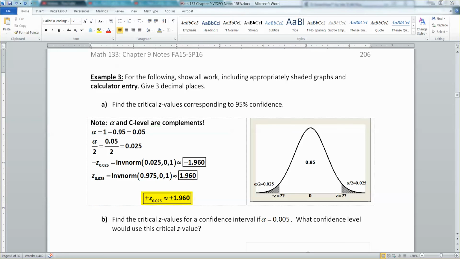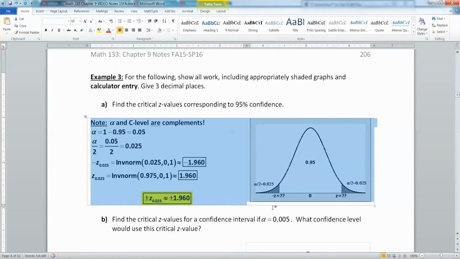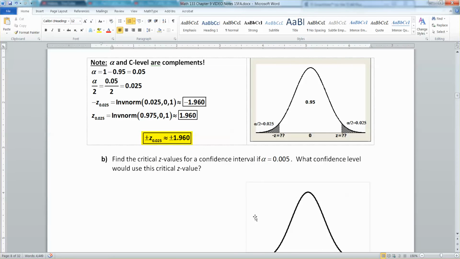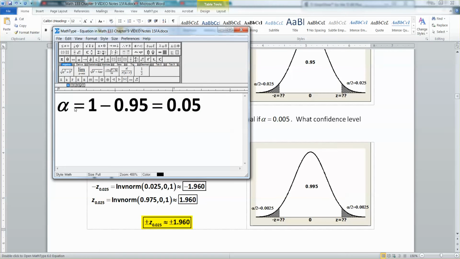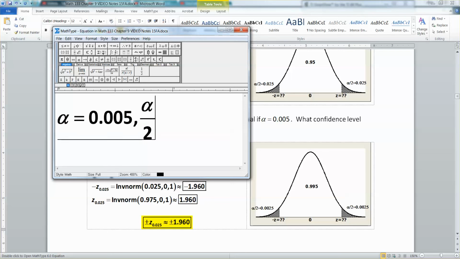Right there. All right, so now we're going to do it all again, but this time alpha is 0.005. Remembering that alpha and our confidence level are complements of each other. So let's see, alpha was 0.005. That means that alpha over 2 is 0.0025, right? Because you take 0.005 and divide it in half.